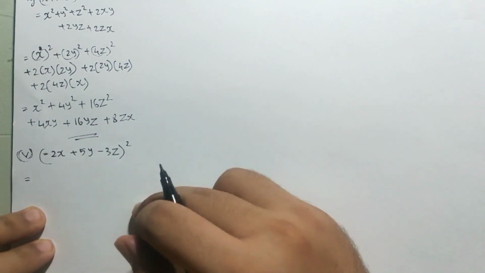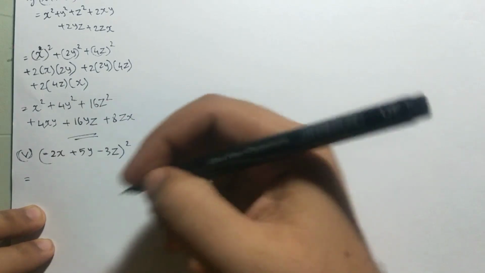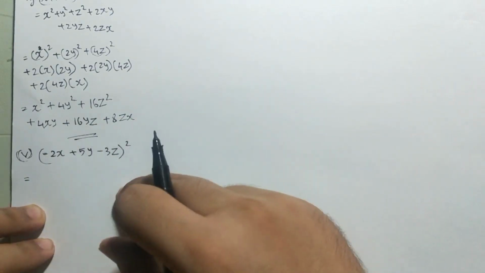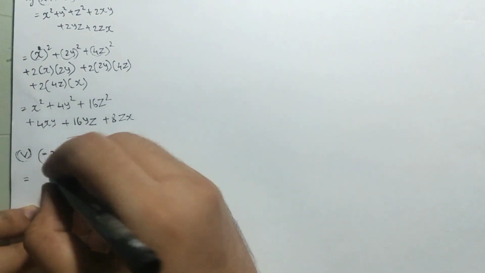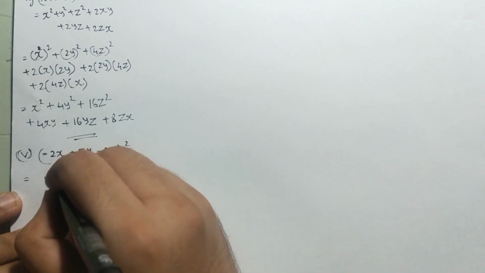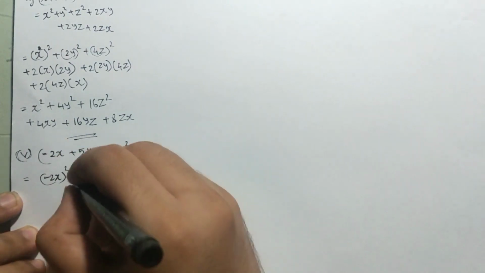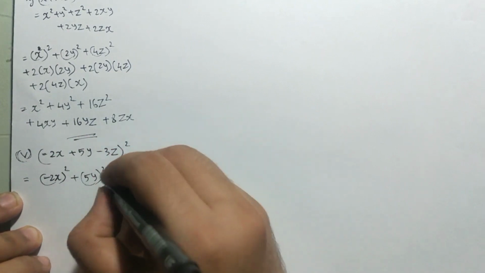I'm not writing the identities again and again because that will waste our time. So don't forget to write which identity you are using. That is most important. I'm just doing this: minus 2x whole square plus 5y whole square. Don't forget the minus sign. This is very important.